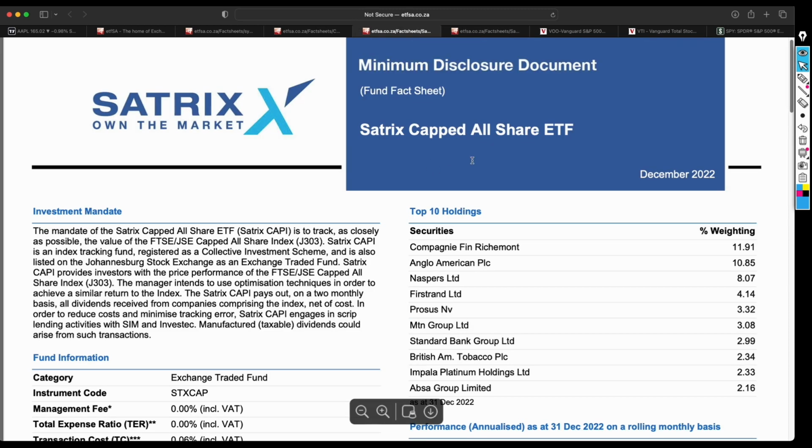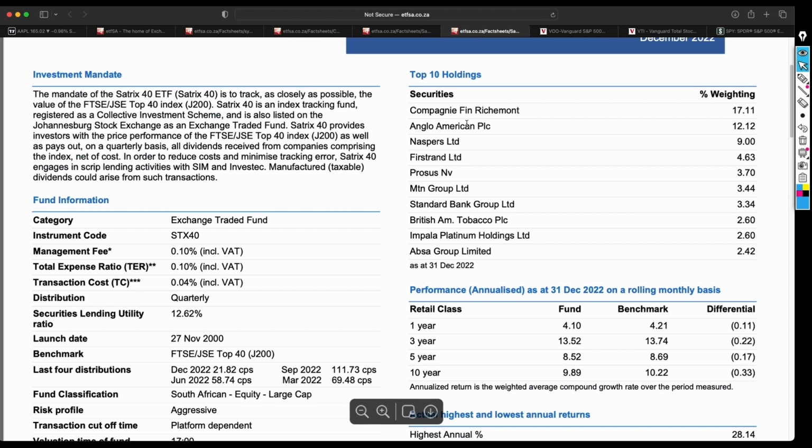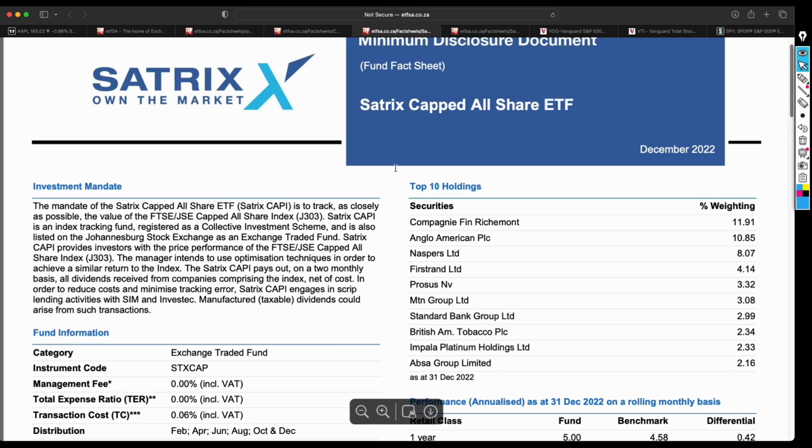Now, when you look at the All Share Index, we can see that in terms of the top 10 companies, we still have the same number of companies. But one thing you can notice here is that CFR is about 17% of the total holding. But if you look at the Satrix capped, it is just below 12%. The reason for that is because they want to ensure that there is no company that is over 10%. Well, they don't always achieve that, but the goal is to try by all means to ensure that each company is at most about 10%.